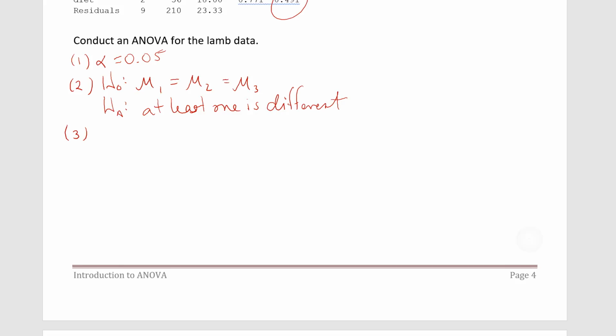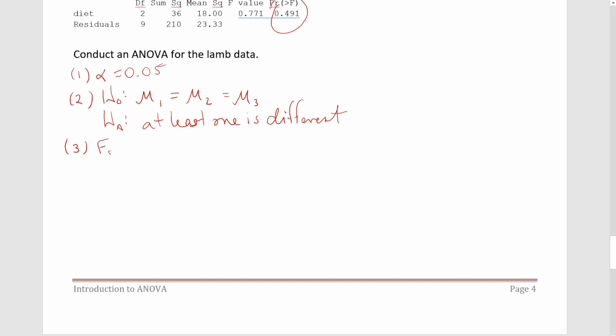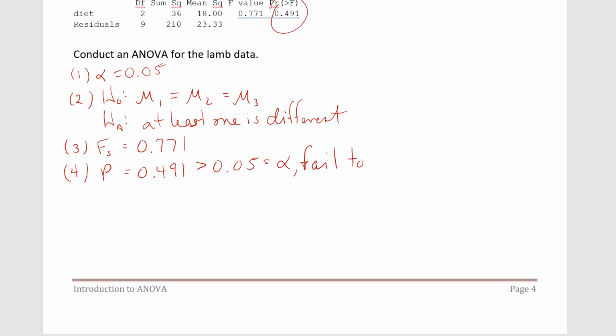Step 3 is stating your test statistic. So here, our test statistic is our F statistic, so it's 0.771. And our p-value is 0.491, which is really big. So the p is not low, the null is not going to go. And of course, if our p is bigger than our alpha, we're going to fail to reject the null hypothesis. And step 6 is stating our conclusion.